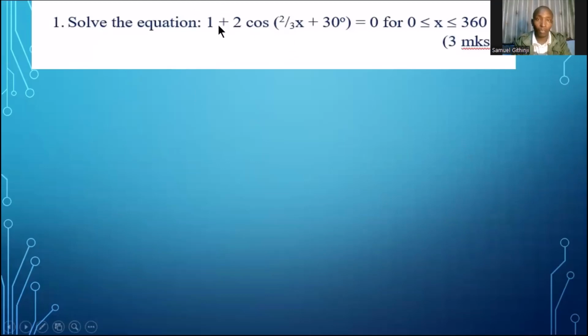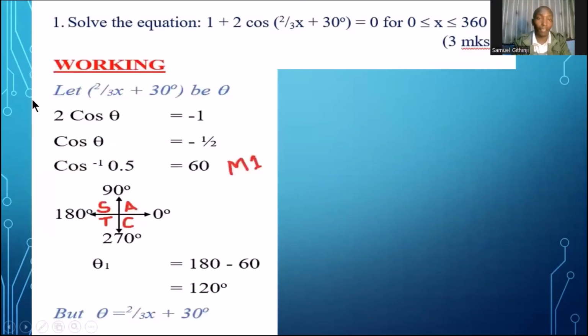So my student, when you're given such a question, one thing you should know is that the cos of this angle, 2 over 3x plus that, cannot be separated. You cannot separate this part here. So try as much as possible to remain on the left hand side with cos of that angle. That is what the working looks like.